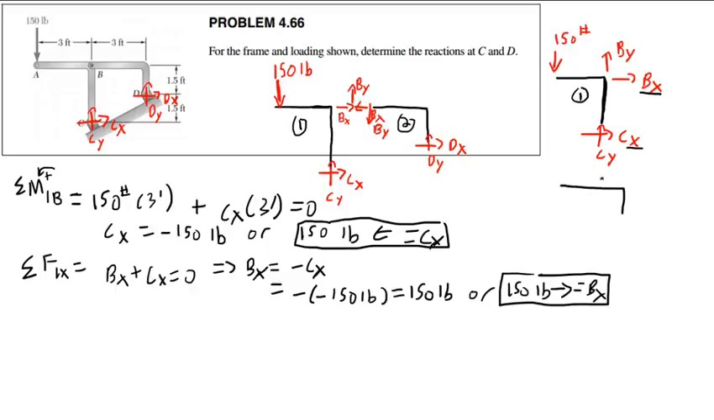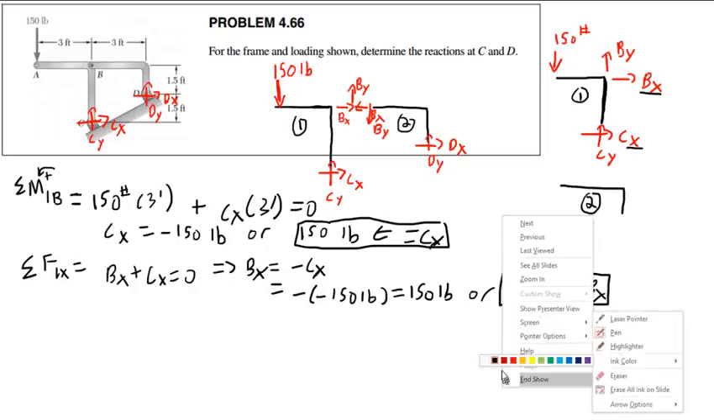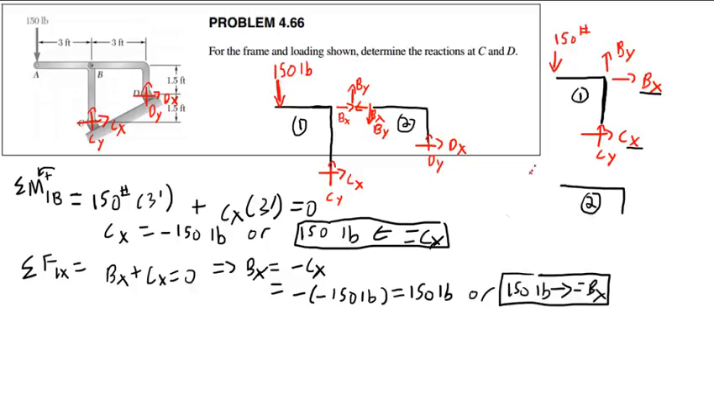Okay, so I'm going to redraw object 2 again, just for clarity. And notice what I'm doing here. I'm going to draw this again, BX to the left. I'm ignoring what I've calculated previously. I know it's actually to the right, but I'm just drawing it to be compatible with what I originally drew. And BY downward. DX and DY, like so.